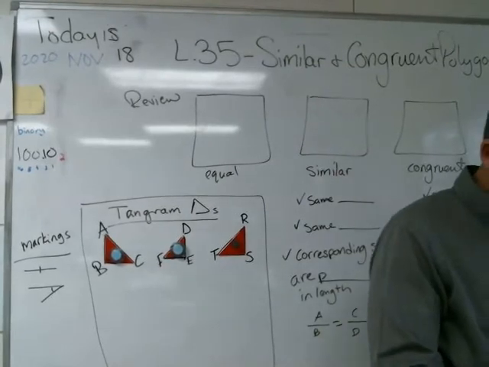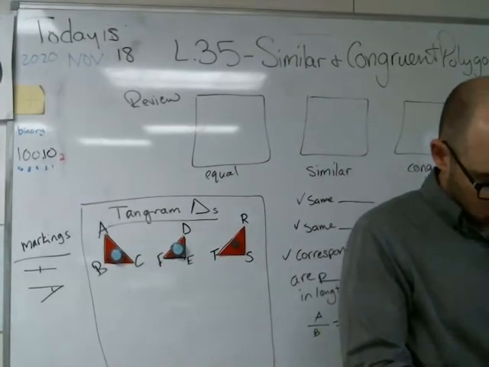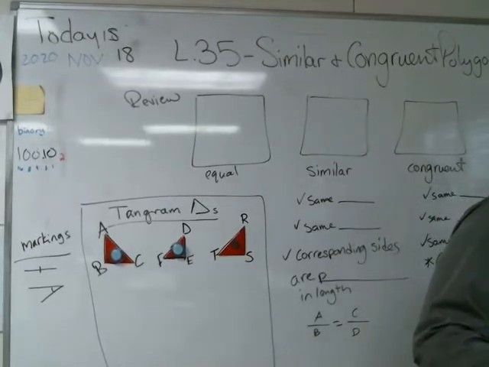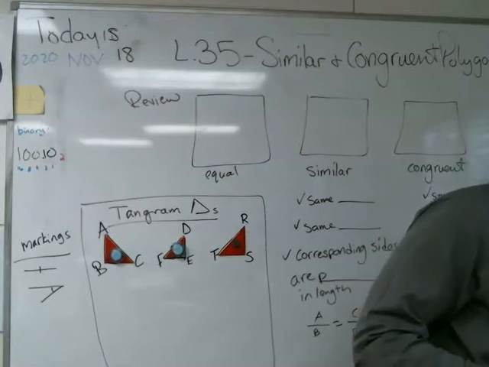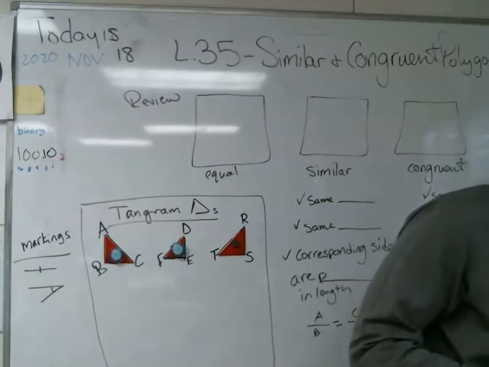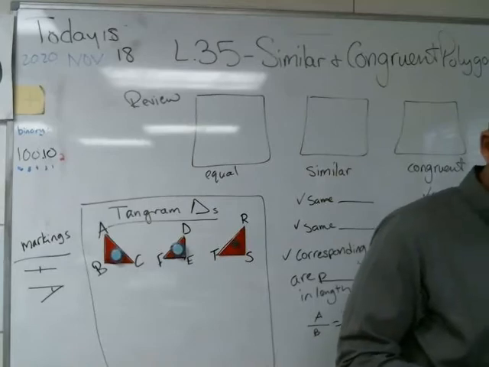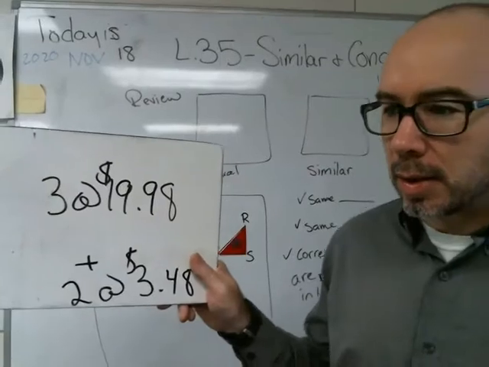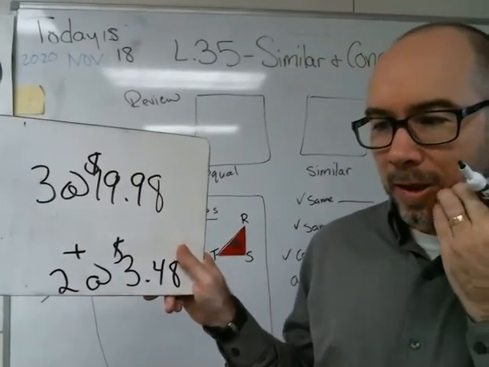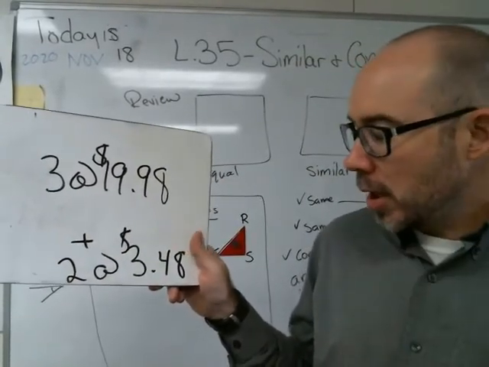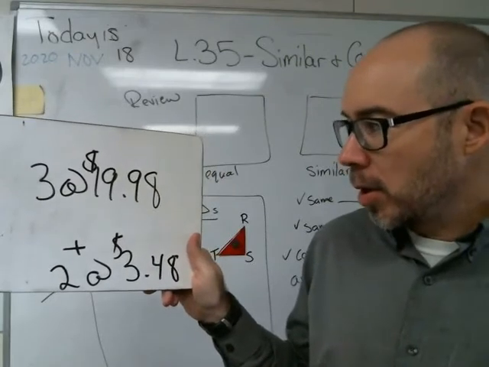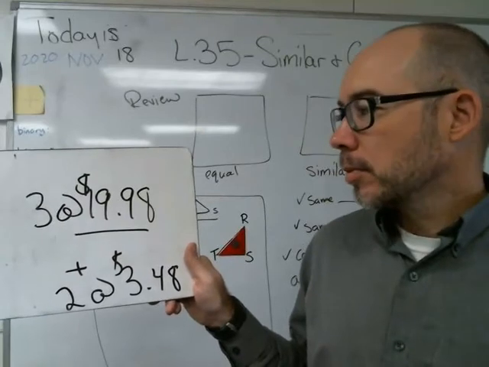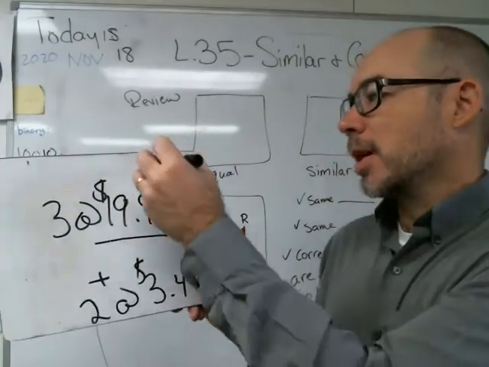Estimate 3 things at $19.95 each, plus 2 at $3.48. 3 things, $19.98 each, and we're going to add to that 2 things at $3.48. What is this number close to? Because we're estimating here. 20. $20. Okay.